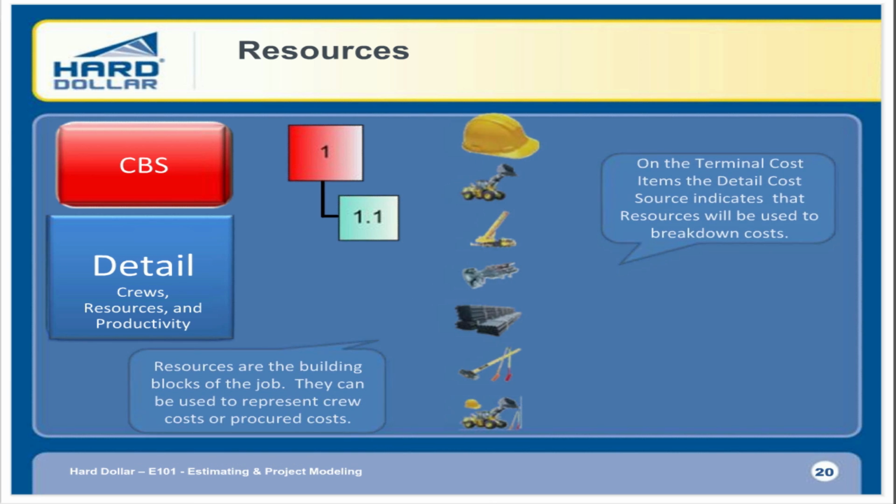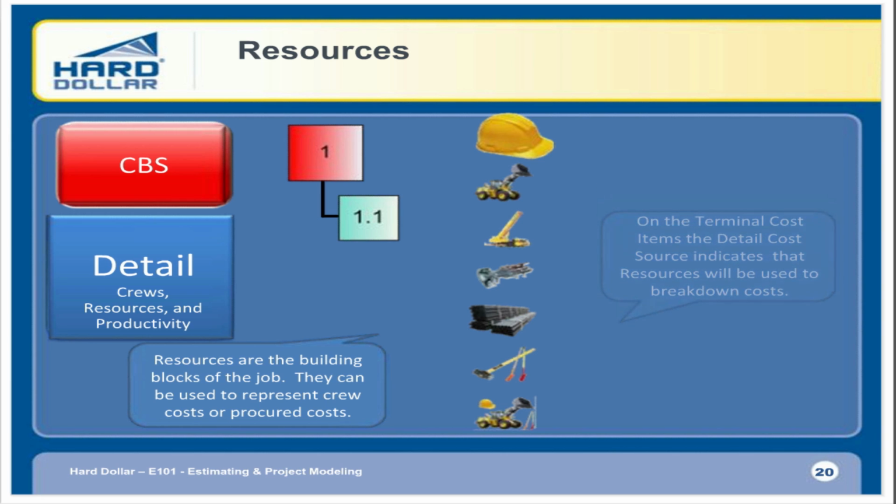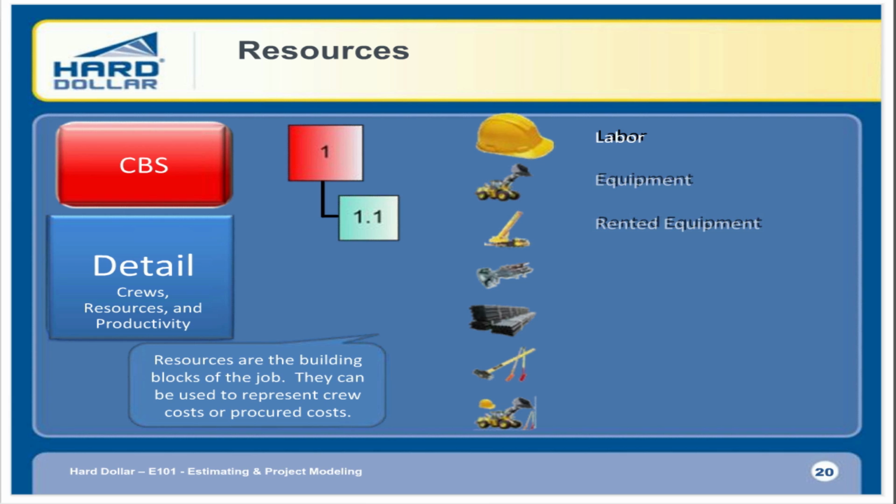The detailed cost source on terminal items indicates that those resources will be used to break down costs on those items. Resources are the basic building blocks of the job and can be used to represent crew or procured costs. There are 7 resource types available in Hard Dollar: labor, equipment, rented equipment, installed equipment, installed material, supplies, and unique.